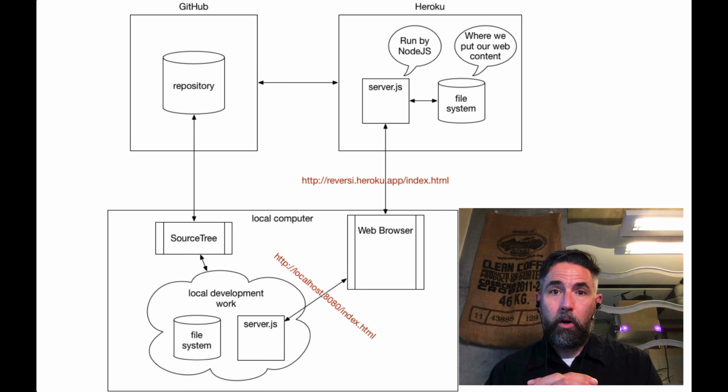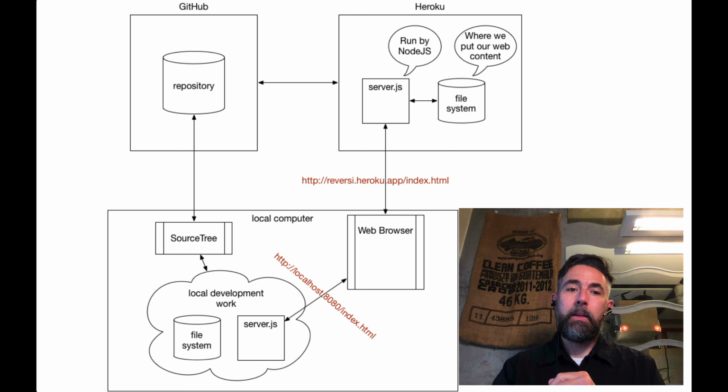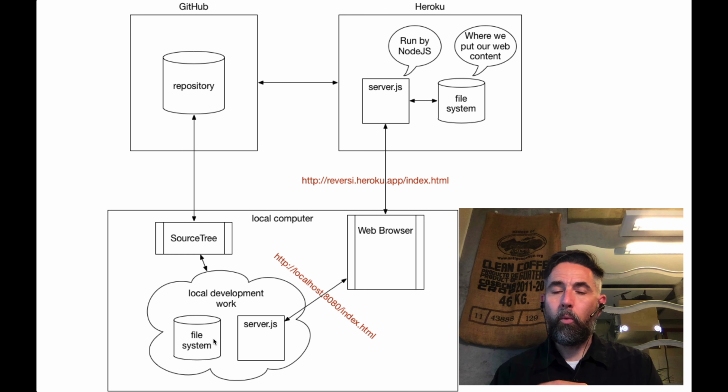In our previous work, we set up a little bit of a development ecosystem, and the different components are shown here in this diagram. We've got our local computer down here, and on our local computer we have our file system, just our files on our computer, and one of those files is server.js.